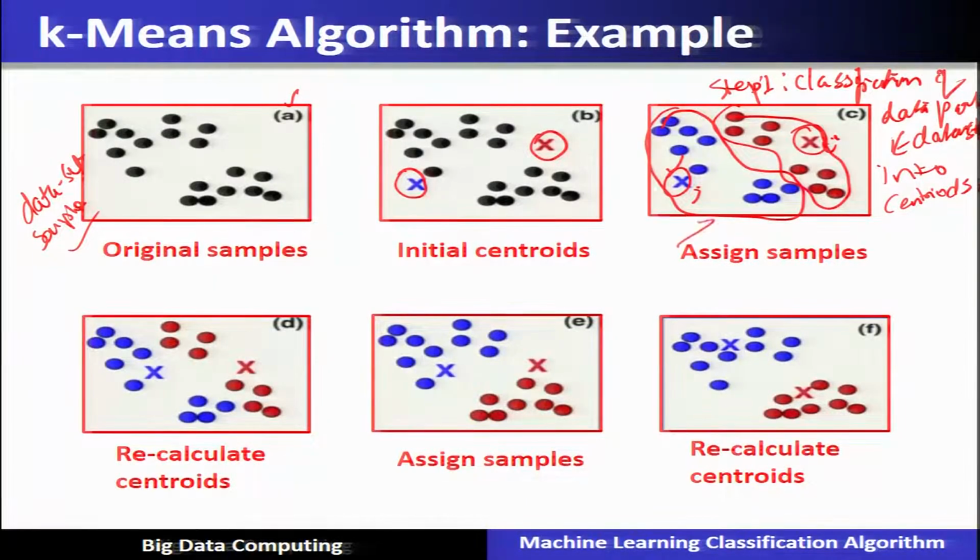Now, with these centers, we will execute step number 2, which says that it will recompute the centroid, or a new centroid will be computed. Based on these points, a mean or an average will be calculated and it will identify a new centroid.